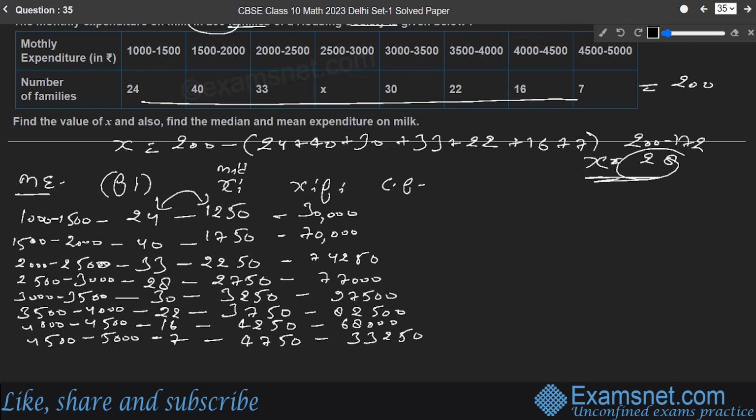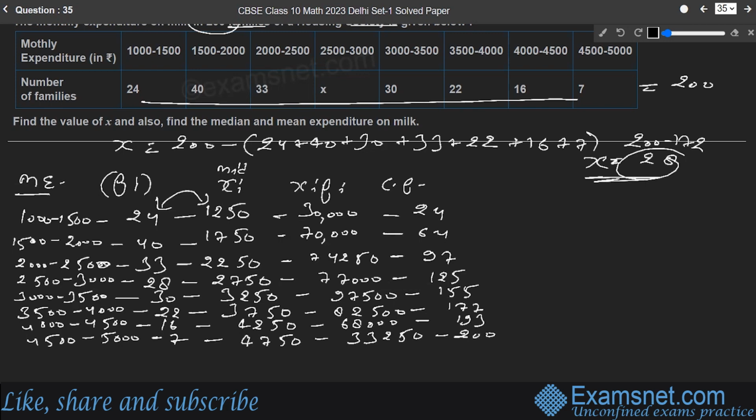Now, let us understand the cumulative frequency. The first cumulative frequency is 24. Then 24 plus 40 is 64. Then 64 plus 33 is 97. If we keep on adding, the cumulative frequencies are 125, then 155, then 177, then 193, then 200. So these are the cumulative frequencies, and this is your table.